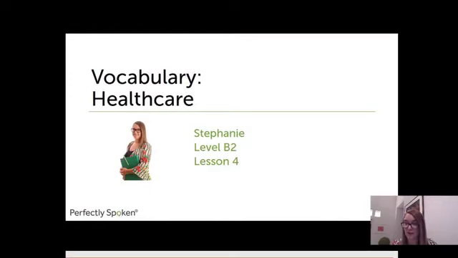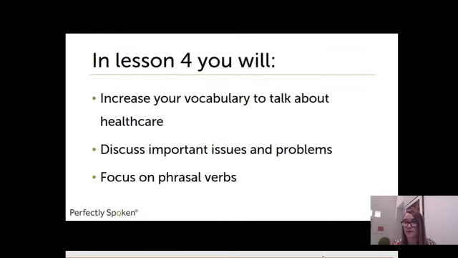So in lesson 4, you will increase your vocabulary to talk about healthcare, discuss some important issues and problems, and we will have a focus on phrasal verbs. So there are some nice phrasal verbs connected to this topic, and we will have a look at some of them together.